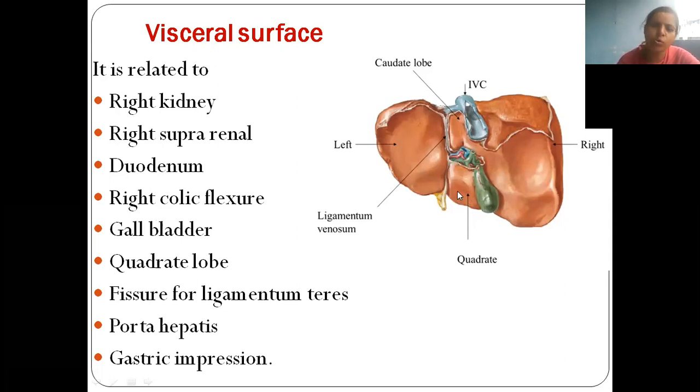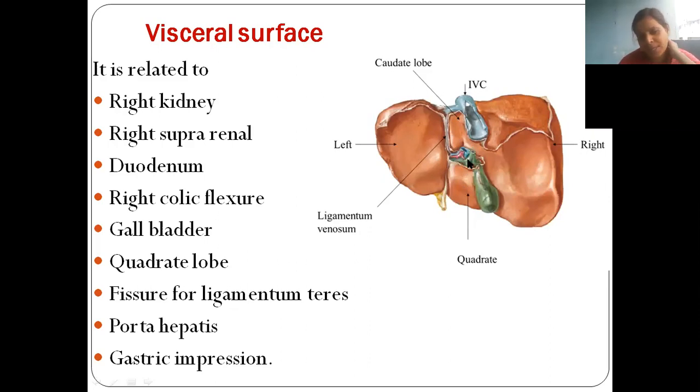We have two small other lobes besides the right and left lobes. What are those? We have the quadrate lobe and the caudate lobe. Very close to the caudate lobe, we have the ligamentum venosum. Very close to this inferior vena cava, there is one more ligament: here you have the ligamentum teres, in its fissure for ligamentum teres. This area is the porta hepatis.